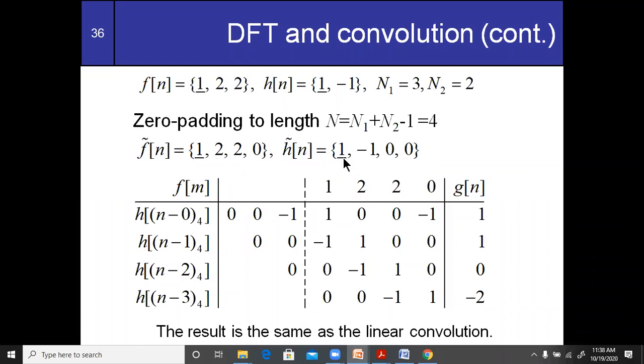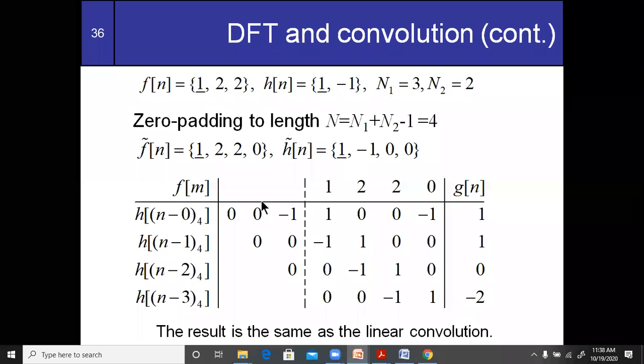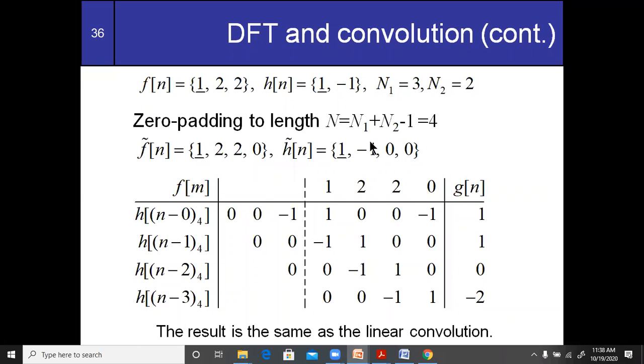Now this dash here indicates that this is at n equal to 0. So naturally this is at n equal to 1, this is n equal to 2, this is n equal to 3. This is at n equal to minus 1, 2 and 3, right? h of 0 is this, h of 1 is this, h of 2 is this, h of 3 is this. Similarly, f0, f1, f2, f3.